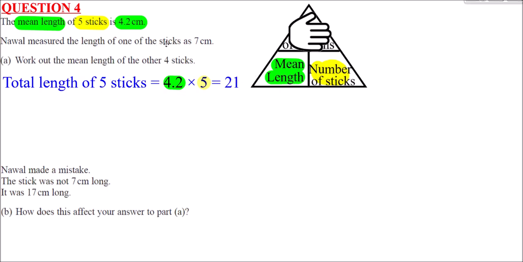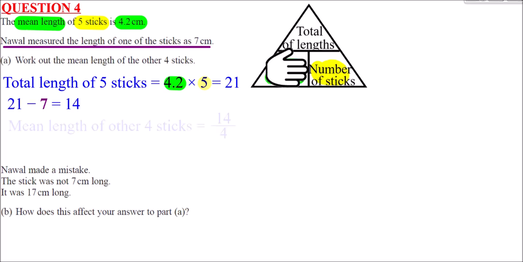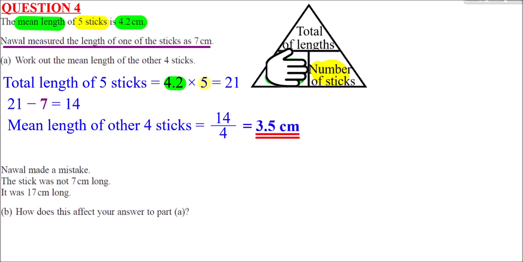So if one of the sticks was 7, how long in total would the other 4 have been? So if I were to do 21 subtract 7, that means that the other 4 sticks must have had a total length of 14 centimetres between them. So if I've got 4 other sticks with a total length of 14, the mean length of those 4 remaining sticks must be 14 divided by 4, which gives 3.5. So the mean length of the other 4 sticks will be 3.5 centimetres.